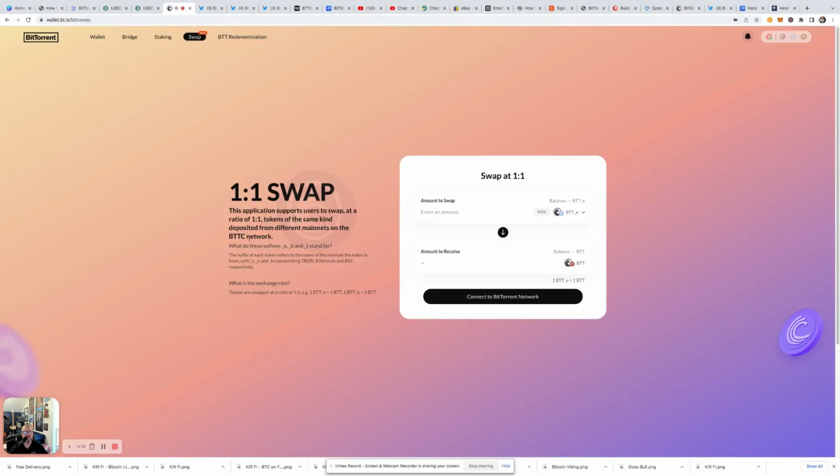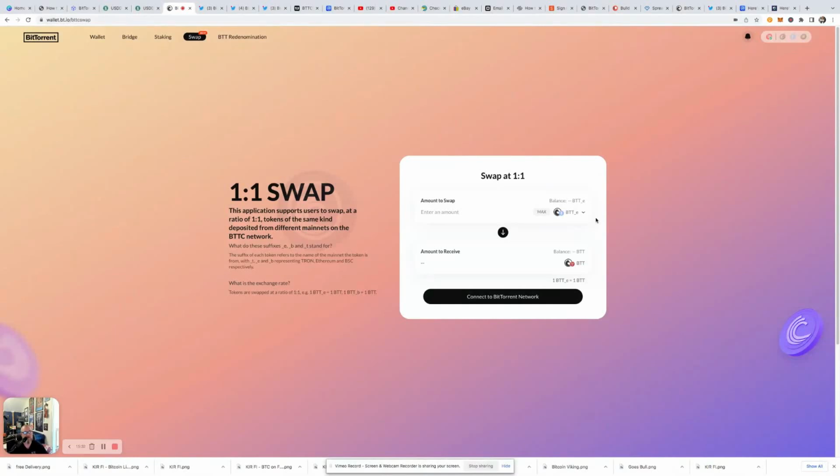I want to explain the way that this works, because when I first saw this, I didn't really understand it. Now I think I get it, okay? So your BTT that you're going to be staking here, if you stake it on Mainnet, like I mentioned, is on the Tron blockchain. It is not on the BitTorrent chain, okay? Now, if you want to swap it, you can then swap it to other chains that have been bridged, okay?